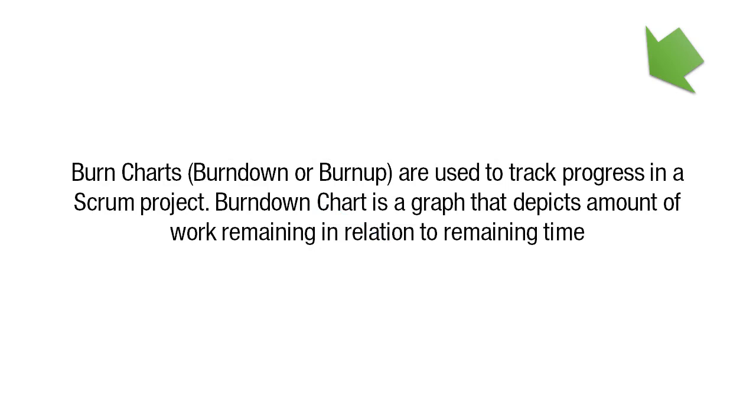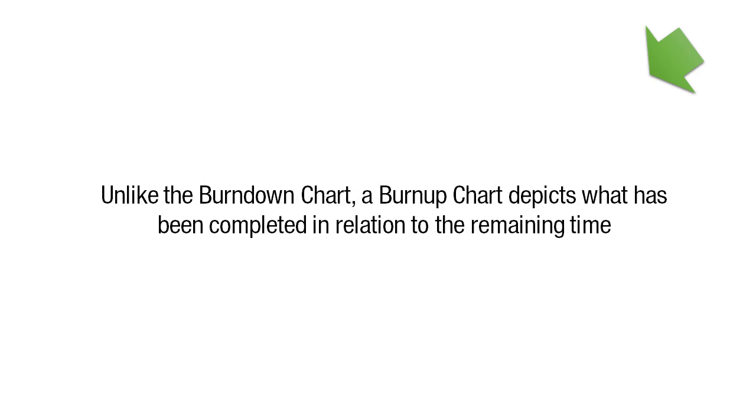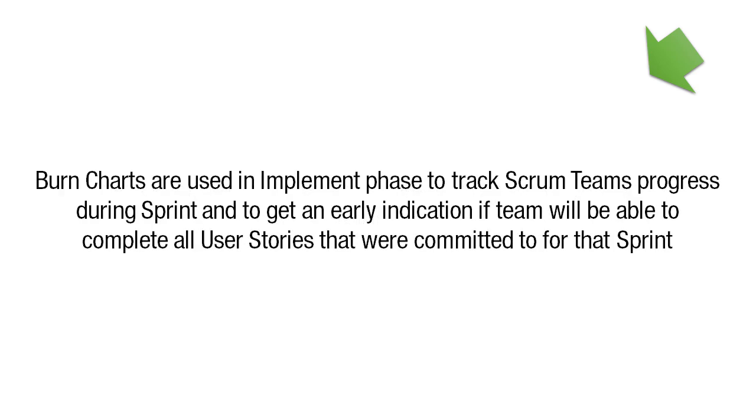A burndown chart is a graph that depicts the amount of work remaining in relation to the remaining time. Unlike the burn down chart, a burn up chart depicts what has been completed in relation to the remaining time. Burn charts are used in the implement phase to track the Scrum team's progress during a sprint, and to get an early indication if the team will be able to complete all the user stories that were committed to for that sprint.